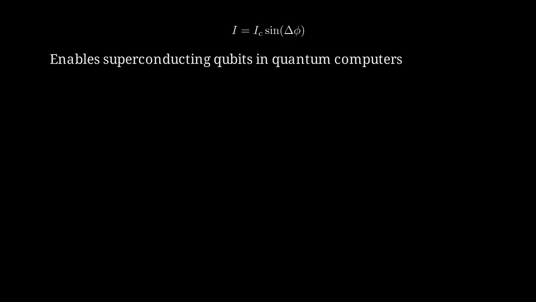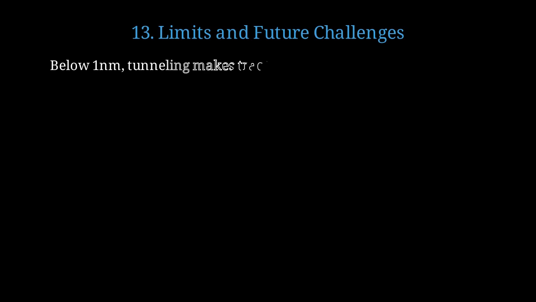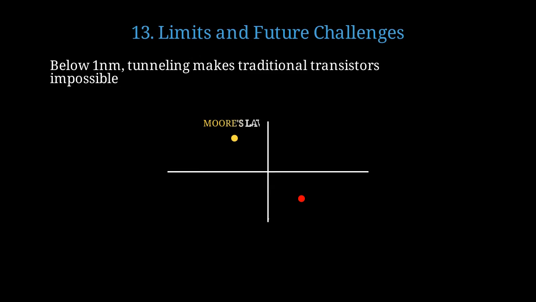As we push technology smaller, quantum tunneling presents both opportunities and fundamental limits. Below 1 nanometer thickness, tunneling becomes so strong that traditional transistors cannot be turned off effectively. This represents a fundamental physical limit. We're approaching the quantum limit, where Moore's law, the exponential growth of transistor density, must end. The laws of quantum mechanics themselves become the constraint.